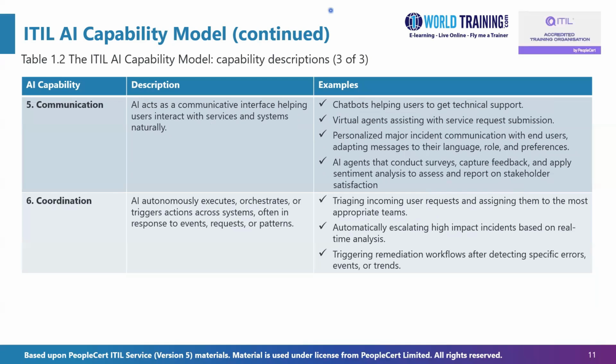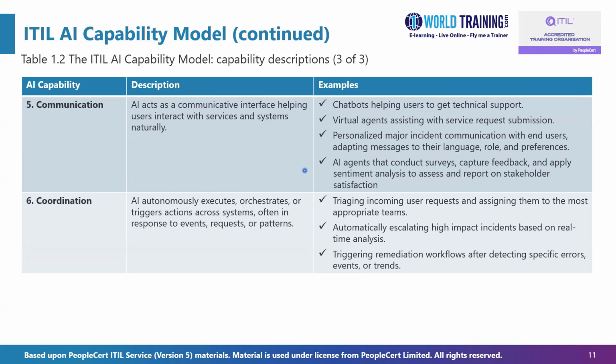But that is only for creating something that did not exist before. Whereas this is more of communication related to services and systems. So, for example, major incident communication has been personalized. Then AI agents that conduct surveys, capture feedback, and apply sentiment analysis to assess and report on stakeholder satisfaction.